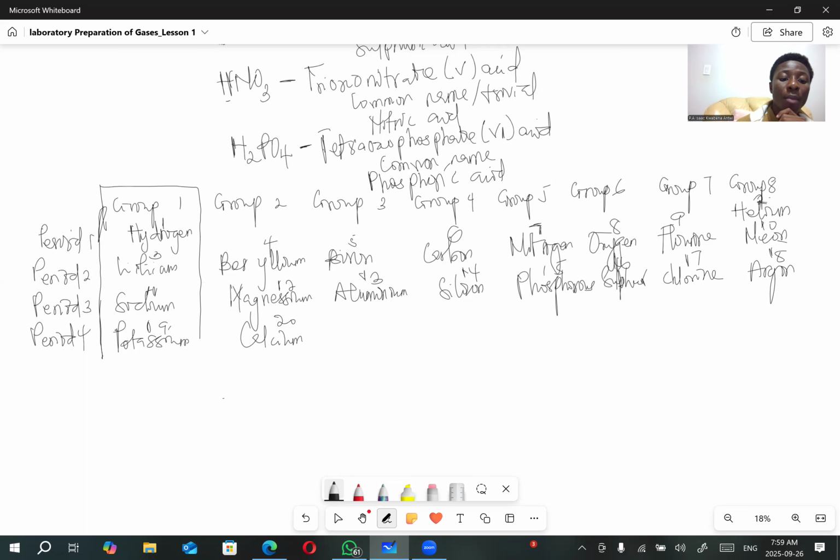Now, if you are in group 1, your charge is +1. There is a way to calculate charges, but to make it easier for you, if you're in group 1, your charge is +1. If you're in group 2, your charge is +2. If you're in group 3, your charge is +3. Simple. If I ask what's the charge for calcium, calcium is in group 2, so it's +2. Simple.